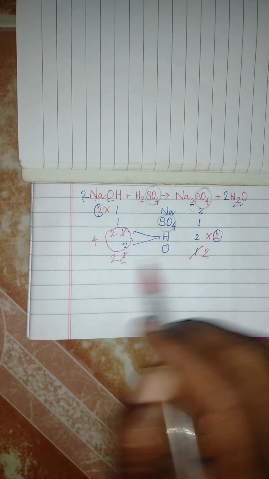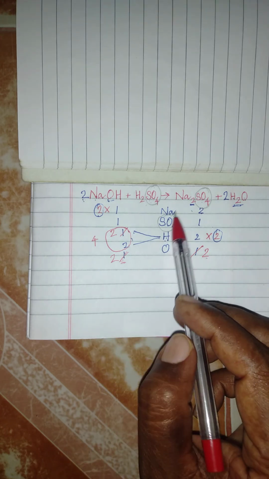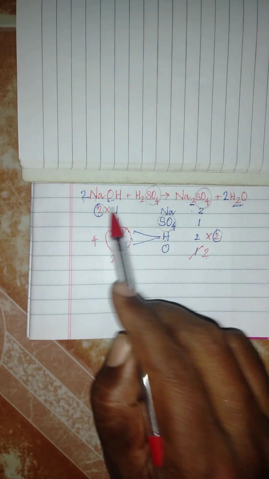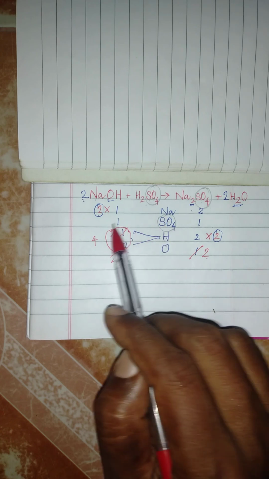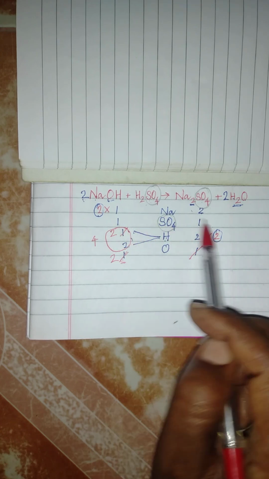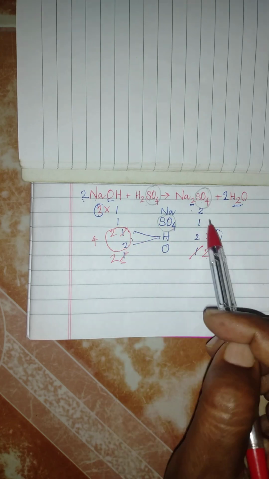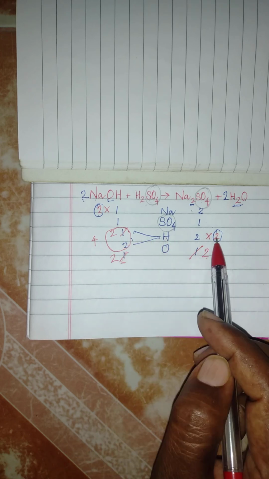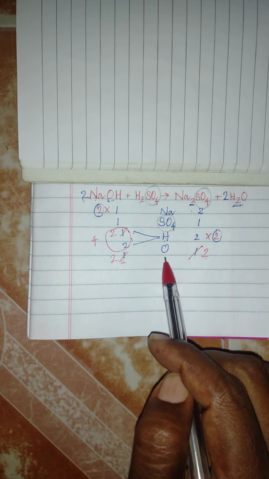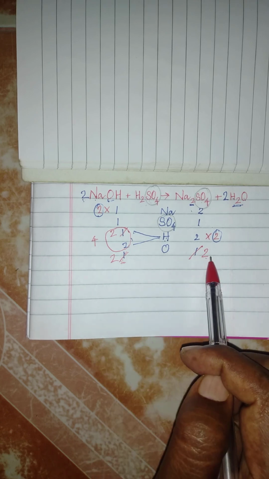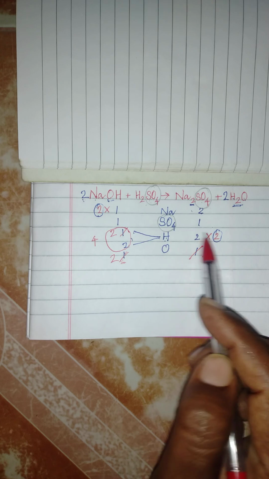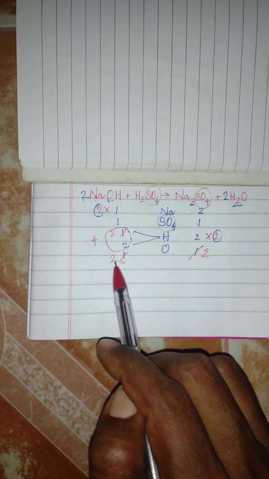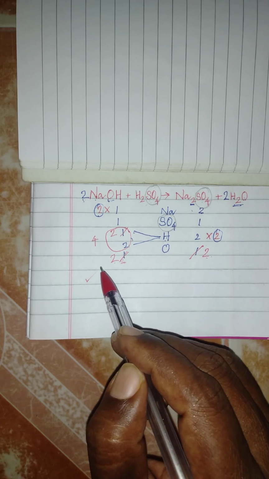Now we can check both sides of the chemical equation. Sodium, how many atoms on both sides? 2 atoms. Sulphate, how many radicals on both sides? Only 1 radical. Hydrogen, how many on both sides? 4 atoms, here also 4 atoms. Oxygen, 2 atoms, 2 atoms. So all the atoms of the elements on the reactant side and the product side are equal. Therefore, now the equation is balanced.